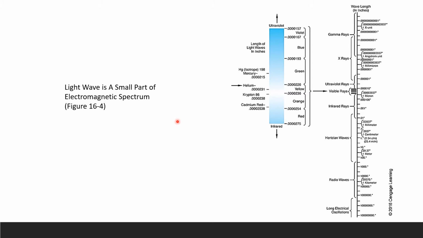Light wave is just a small part of the electromagnetic spectrum, another physics review. Here is our electromagnetic spectrum, and you can see our light right there, and here are our wavelengths. This goes all the way. Pay attention to your decimals. Going all the way to red is longer. These are your nanos.